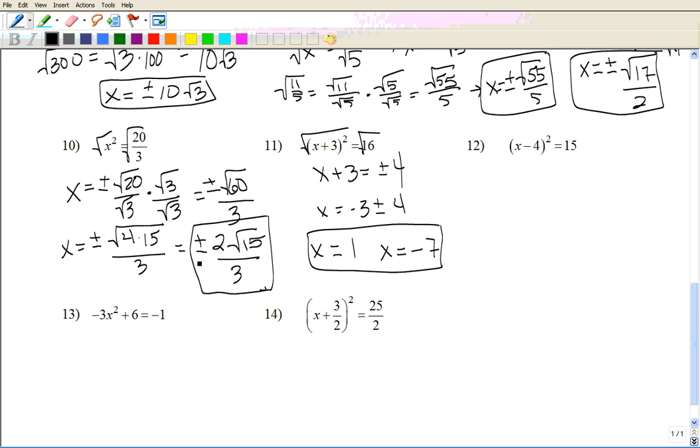So number 10 had two solutions because it had a plus or minus. There's the positive 2 square roots of 15 over 3, and there's the negative 2 square roots of 15 over 3. There's two solutions, and number 11 has two solutions as well.